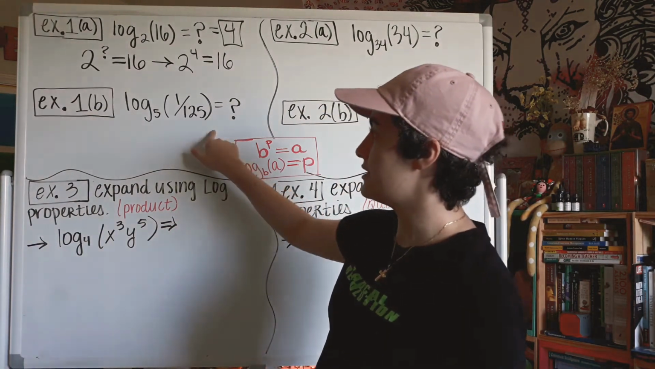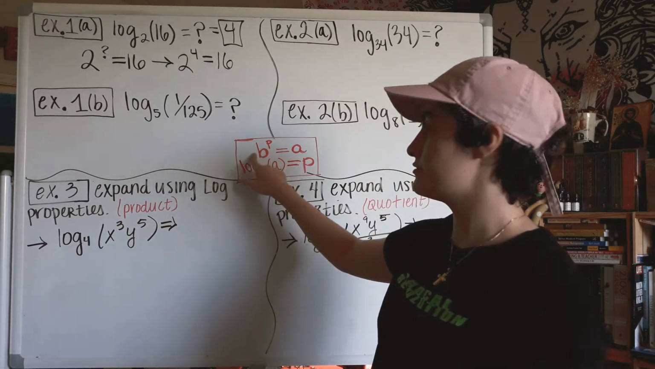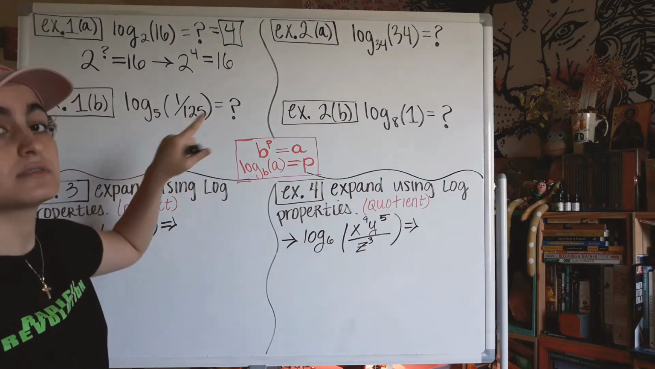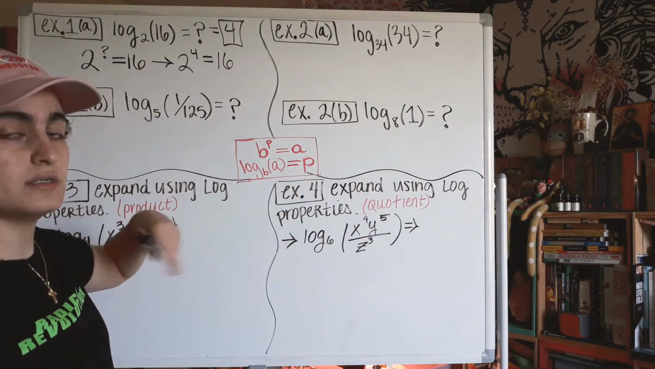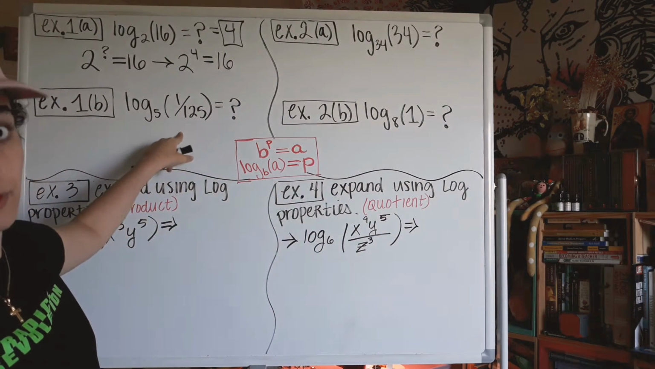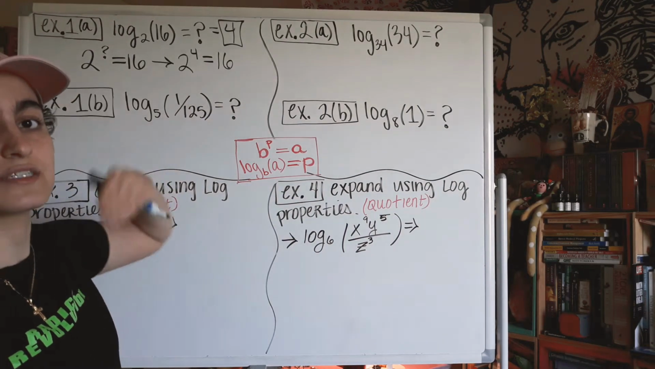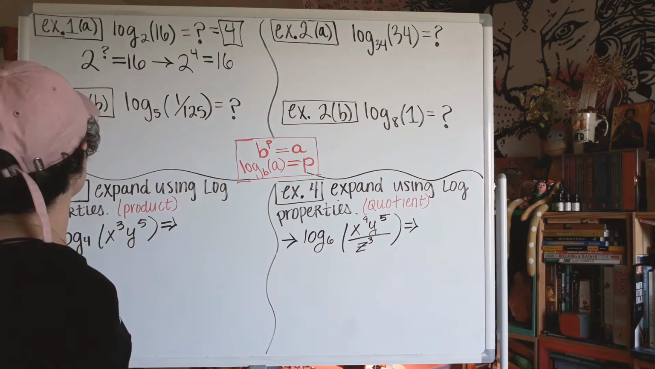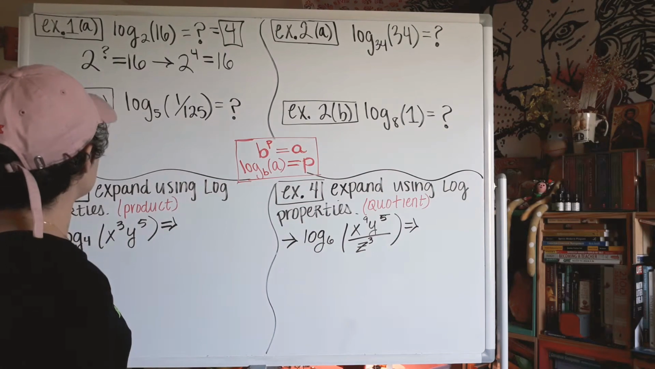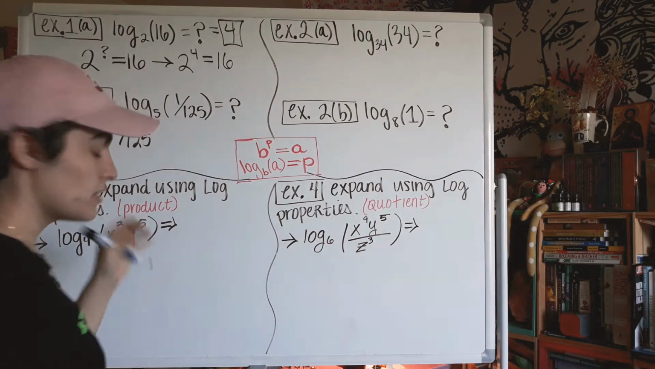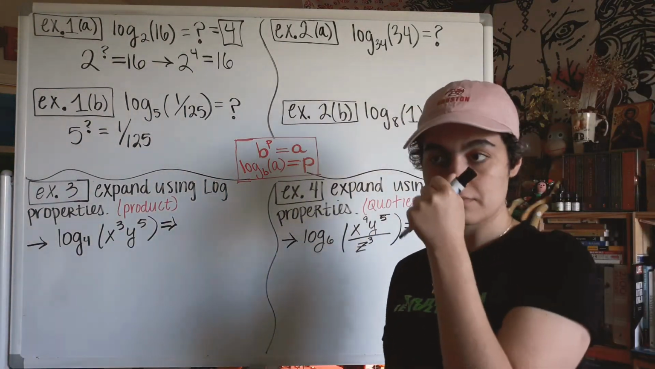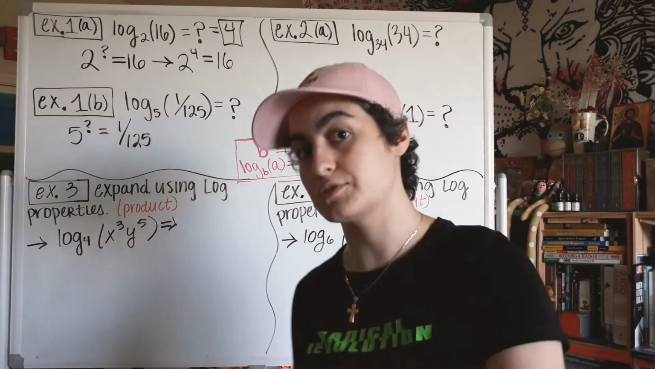So example 1b. I'm going to rewrite this in the form of B, P, A. So log base 5, and the answer is a fraction less than 1, 1 over 125. And this is the answer that you're supposed to get. The question is, what is the exponent? So I'm going to rewrite this in terms of BPA. 5 raised to what power is going to give me 1 over 125? So now would be a good time to brush up on your exponent skills, which we did last week.